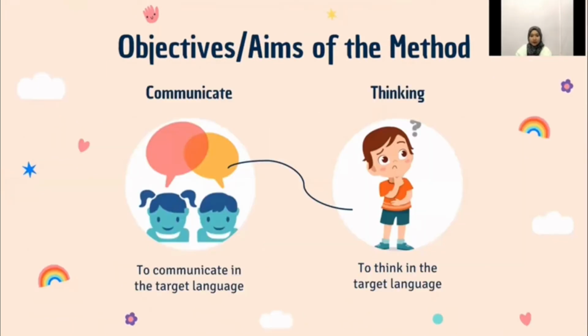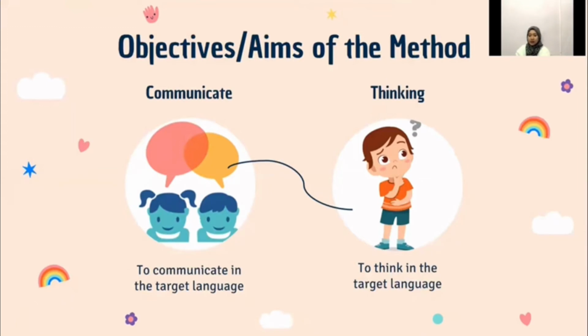There are two objectives or aims of the method. The first one is to communicate in the target language. Sound vocabulary enables the learners to communicate effectively and appropriately in real-life situations while developing good pronunciation. This is a good game for learning vocabulary because it has audio for the questions and the answers. Hence, this game helps in enhancing the vocabulary in communication.